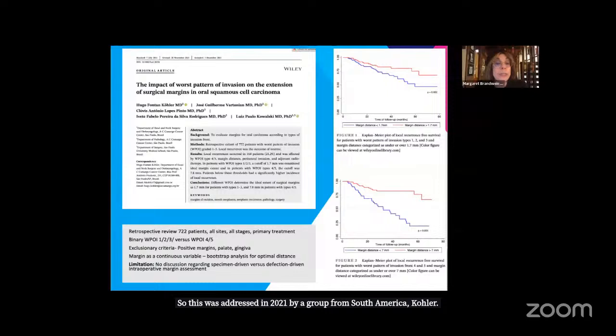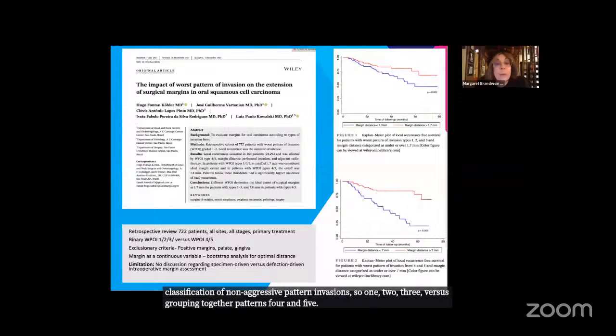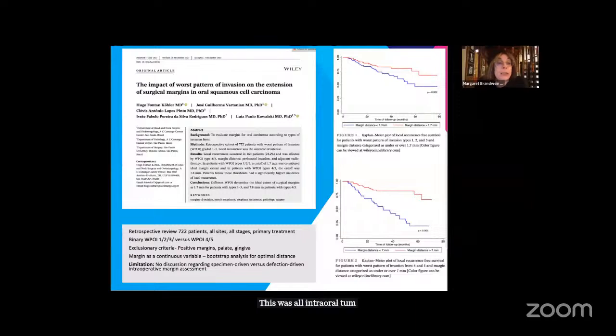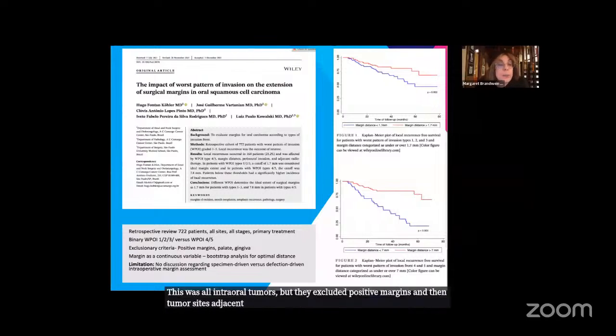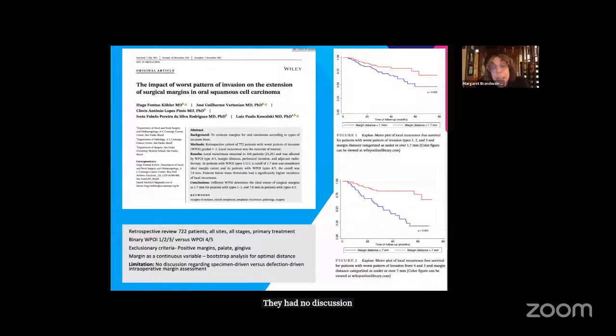And here, this was the first study to look at the impact of pattern of invasion and margin distance, looking at margins as a continuous variable. So they made a binary classification of non-aggressive pattern invasions, so 1, 2, 3, versus grouping together patterns 4 and 5. This was all intraoral tumors, but they excluded positive margins and then tumor sites adjacent to bone, gingiva, and palate. They had no discussion about how exactly the specimens, the margins were assessed intraoperatively.